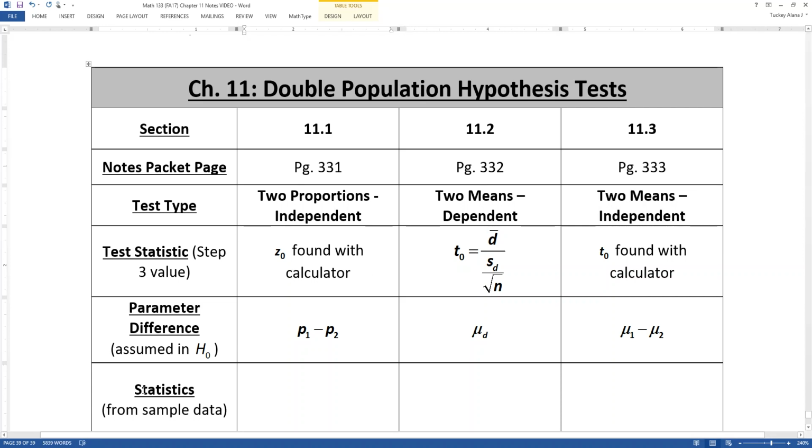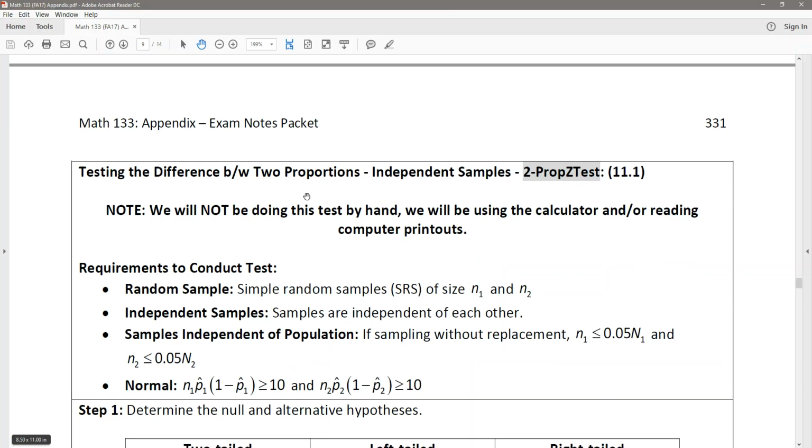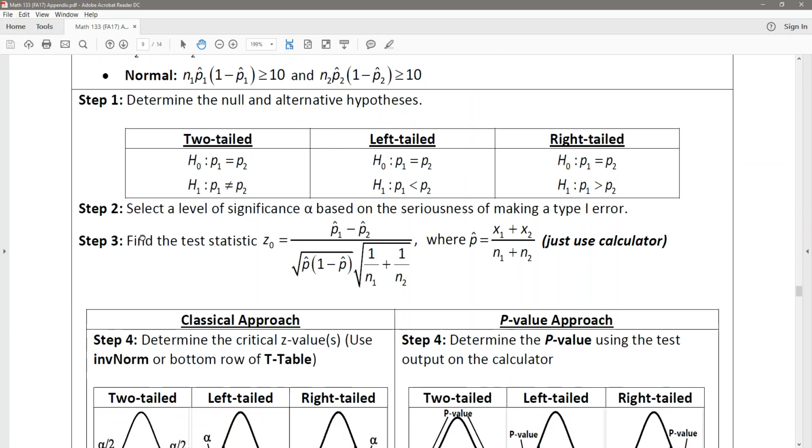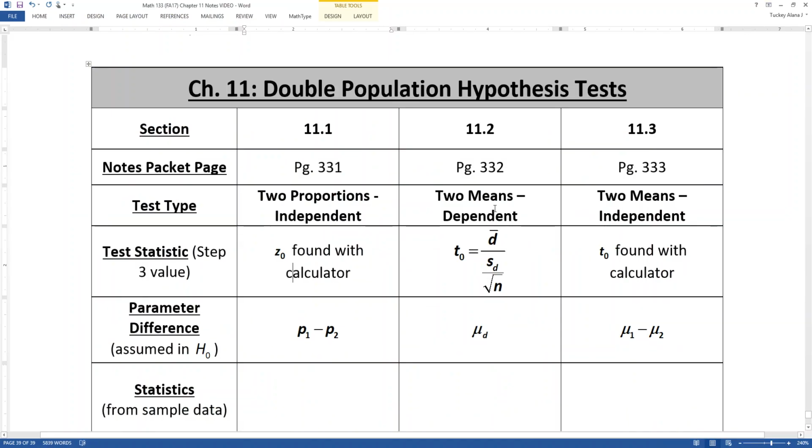All right, now step 3 is from the calculator for two of these, and that's because step 3 is the formula where p hat is equal to that formula, and that's just annoying. So we're just going to use the calculator instead.